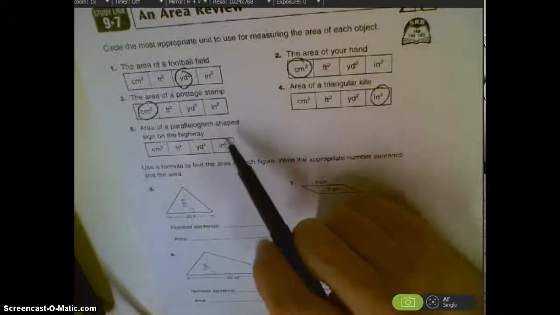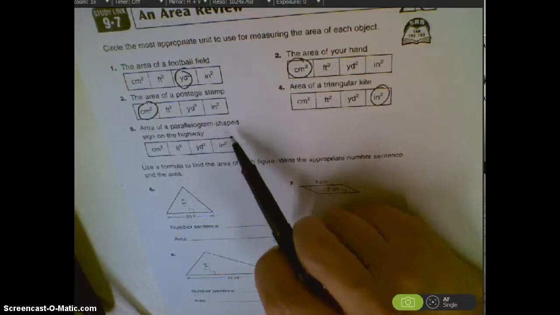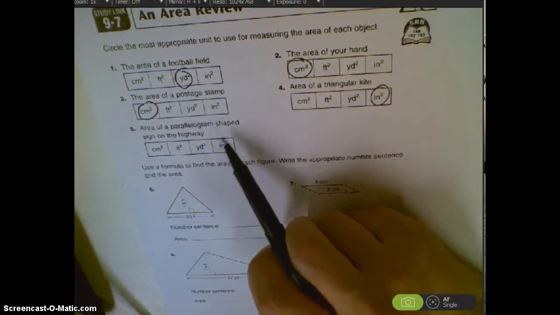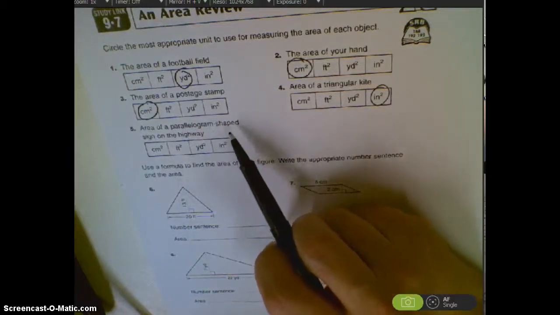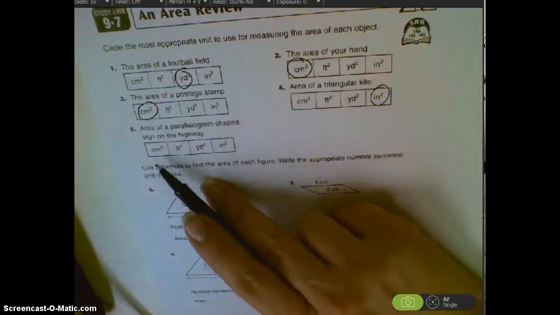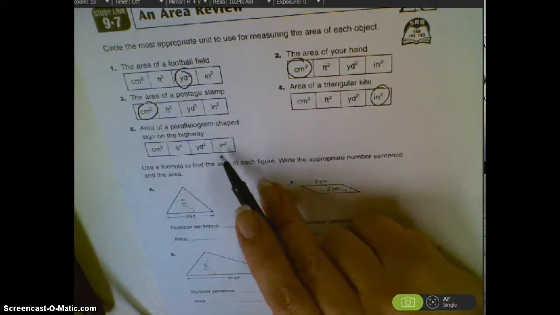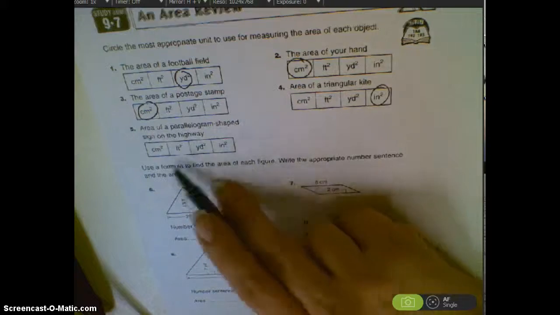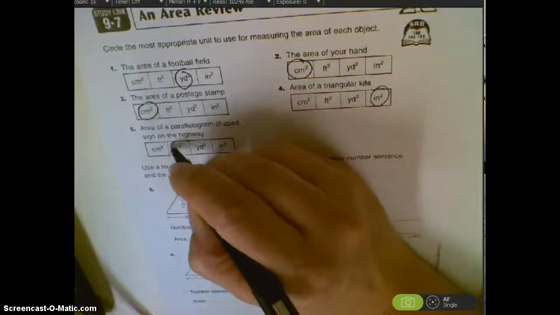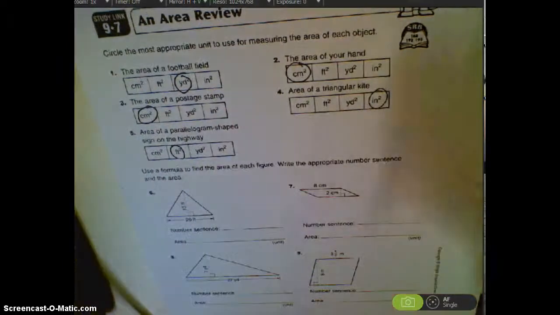Down here, area of a parallelogram shaped sign on a freeway. This one makes more sense. Think about how big those signs are on a freeway. They need lots and lots of people to be able to see them from quite a ways away. Centimeters are going to be way too small. Inches are going to be way too small. Feet and yards would both work. Our book answer is going to say feet, but I think there's nothing wrong with yard. I would accept that as well.